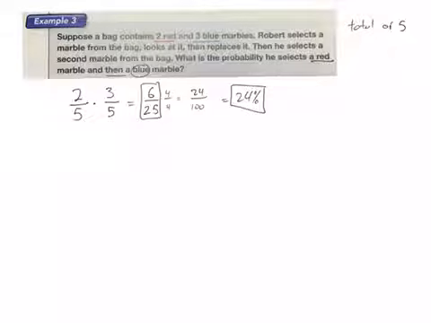Or if this wasn't so easy to multiply by 4 and get to 100, you just divide, right? Like 6 divided by 25, and work that out, and you would get 0.24 in this case. So you could leave it as a decimal. Any one of those would be fine, but probably we'll go with 24% as the answer we're wanting.